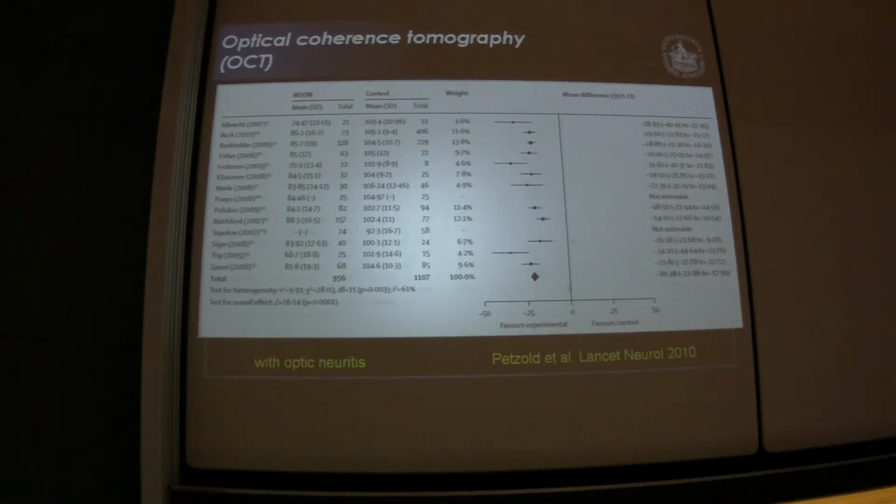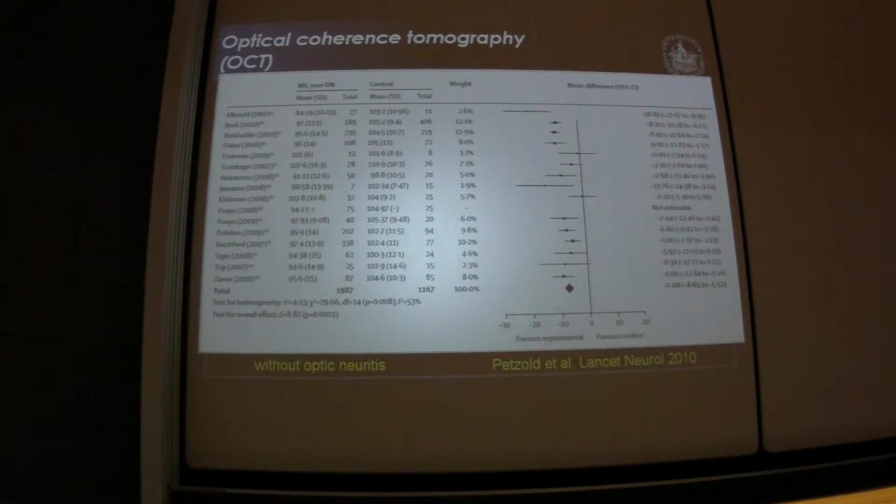But interestingly, you can see a similar effect also in eyes that were not previously affected by optic neuritis in multiple sclerosis, and this suggests that there is also something else going on in the retina in ongoing multiple sclerosis.